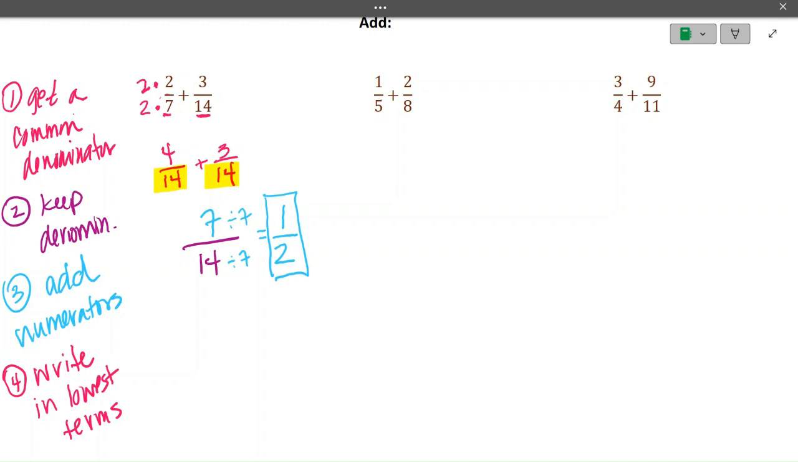All right, let's do another one, and we're going to do the exact same process. So I'm noticing that I have 1/5 plus 2/8. 5 and 8 are not multiples of each other, so I need to find the least common multiple. What that means is I'm looking for the smallest number that both 5 and 8 go into evenly. Sometimes those numbers are really hard to find, so a trick that you could use to get a common denominator is you could multiply 5 by 8. In this case, that's 40. So you could say 40 could be your common denominator. So that works if you're not sure what the least common multiple is.